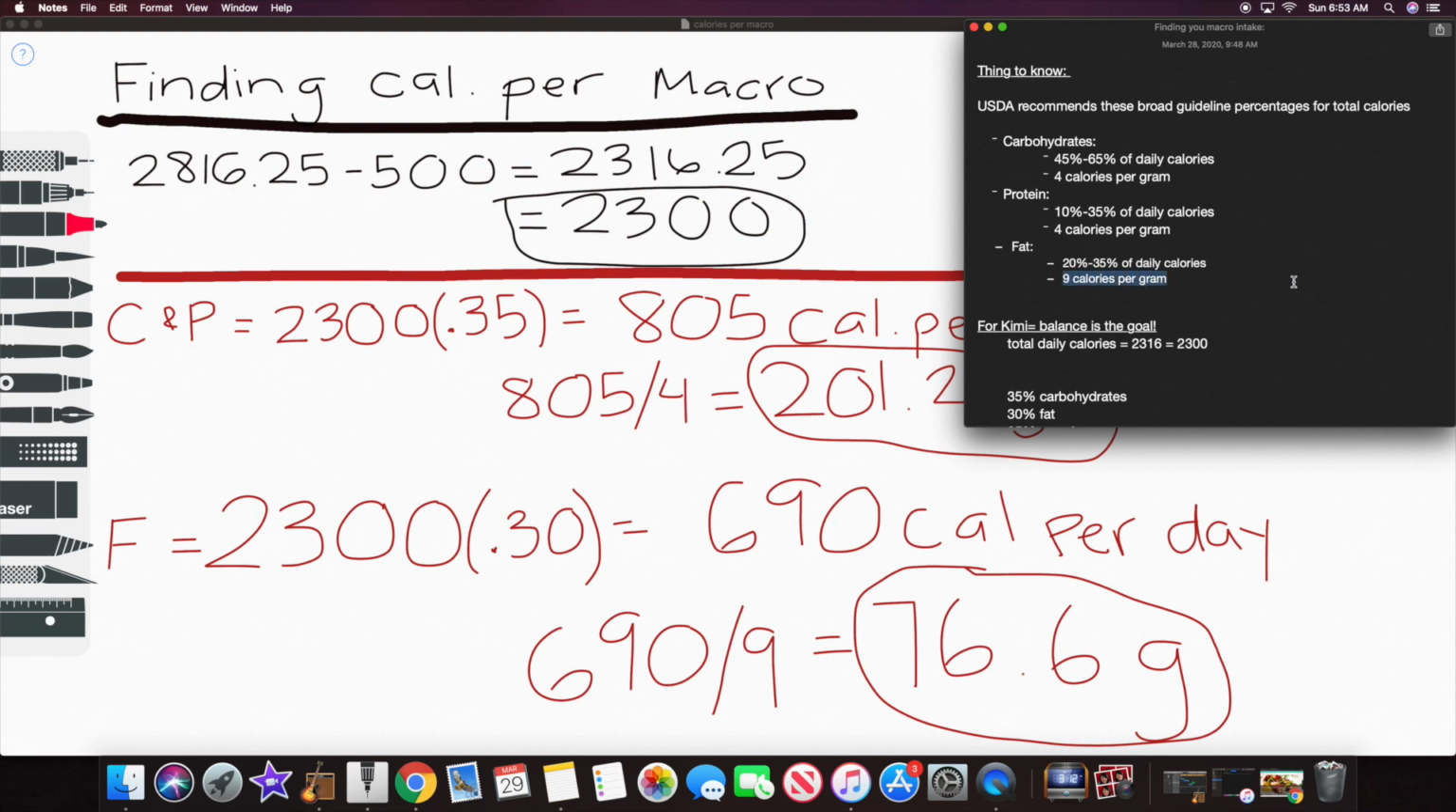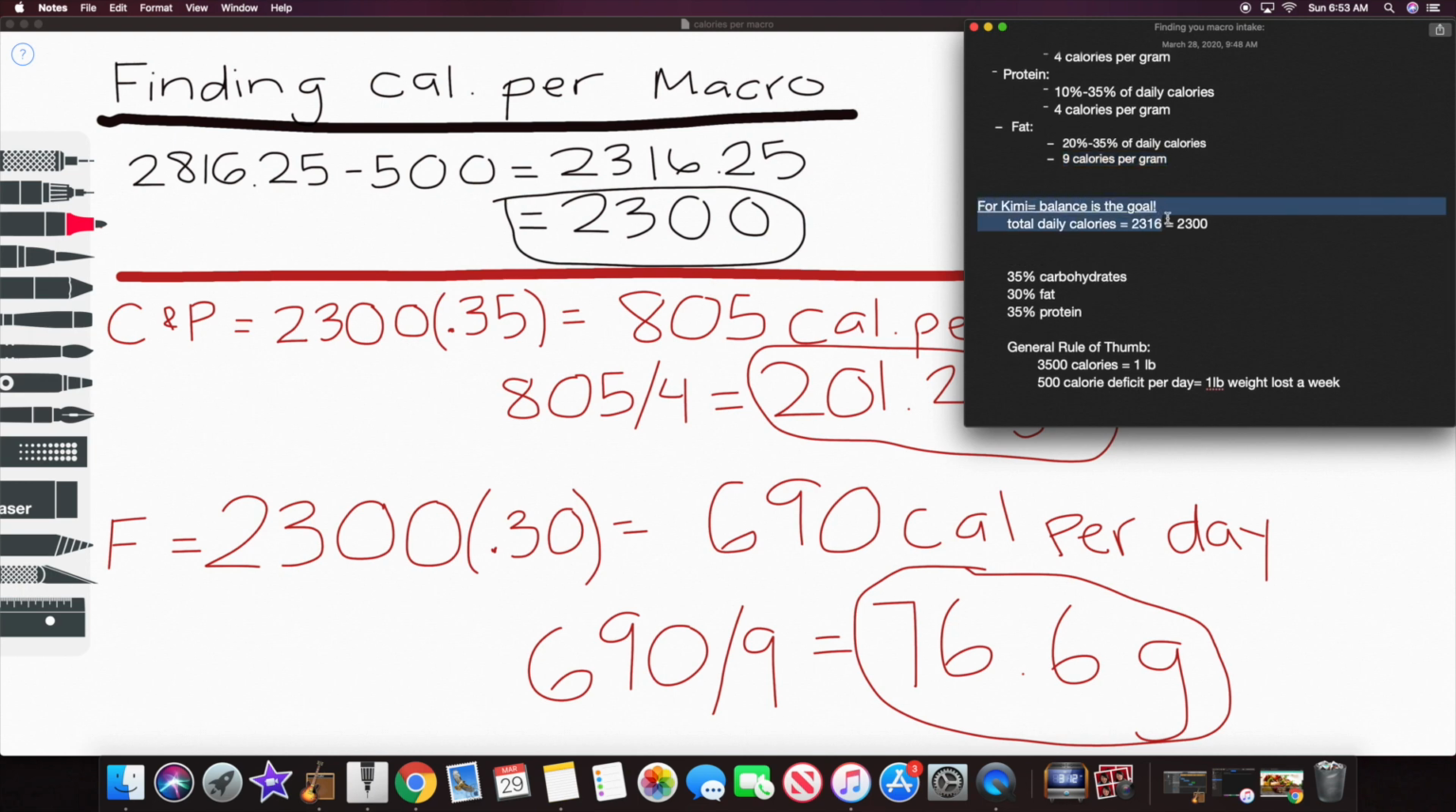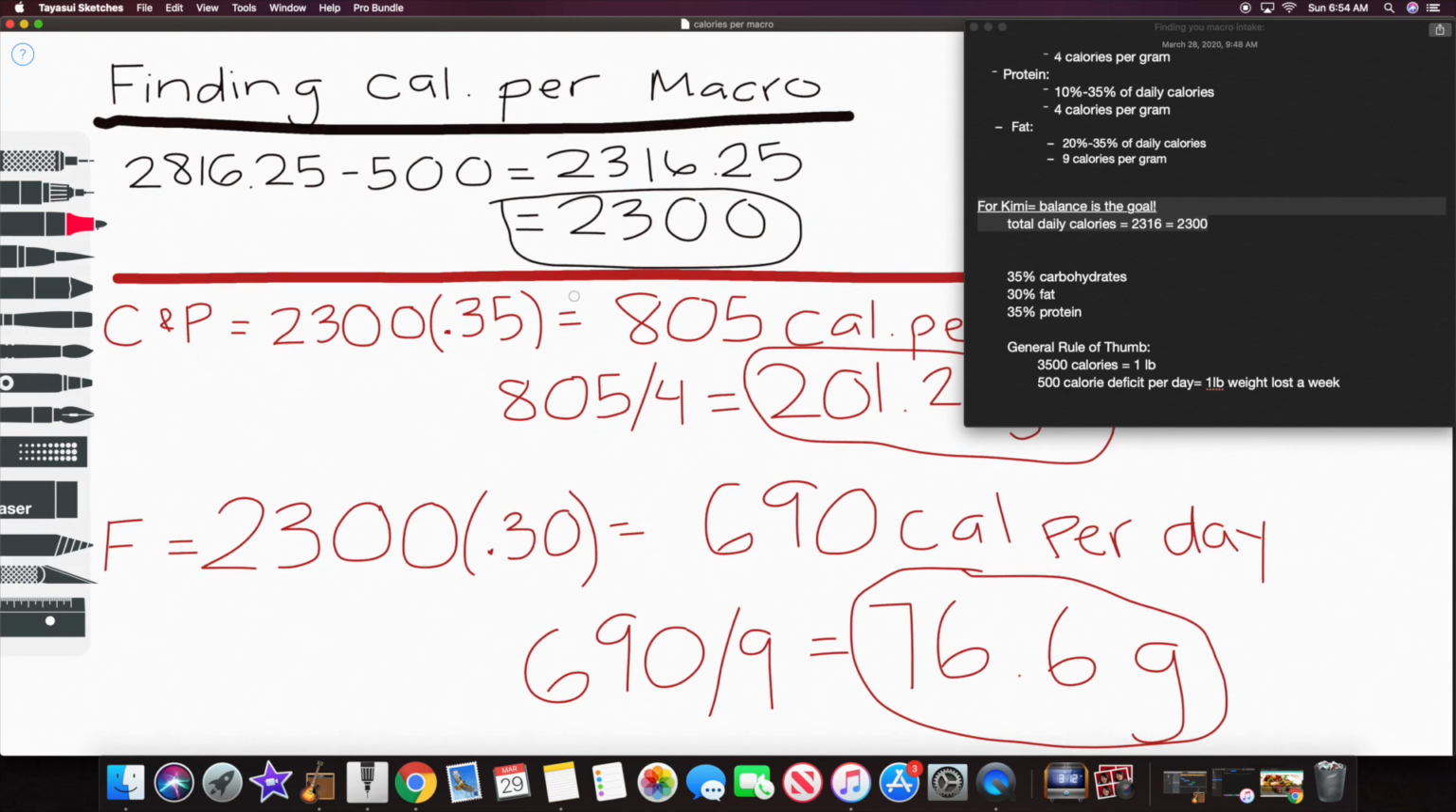So for myself, balance is my goal. If I take my TDEE subtracted by my 500 calorie deficit, that's going to give me 2,316 calories. I'm just going to round that down to a total of 2,300 calories as my daily caloric cap. So I shouldn't be consuming more than 2,300 calories if I would like to reach my goal of losing a pound a week. With this number, we can continue on to our final equations.